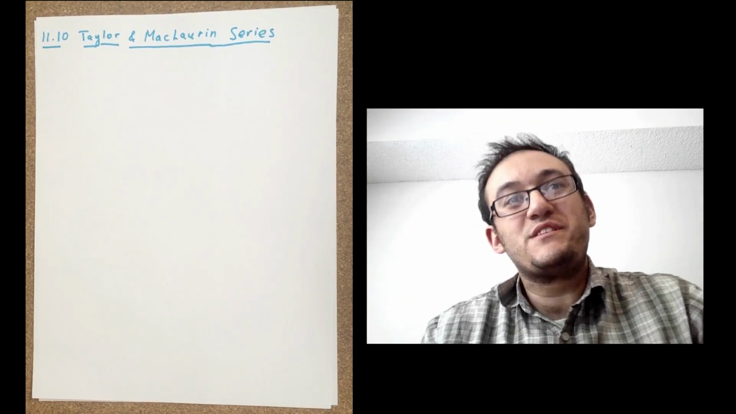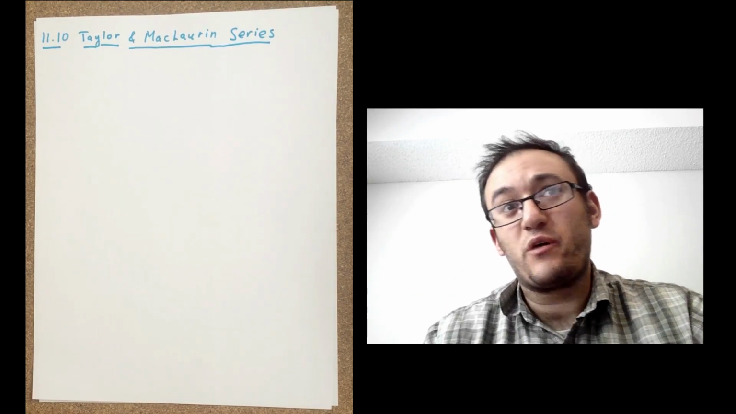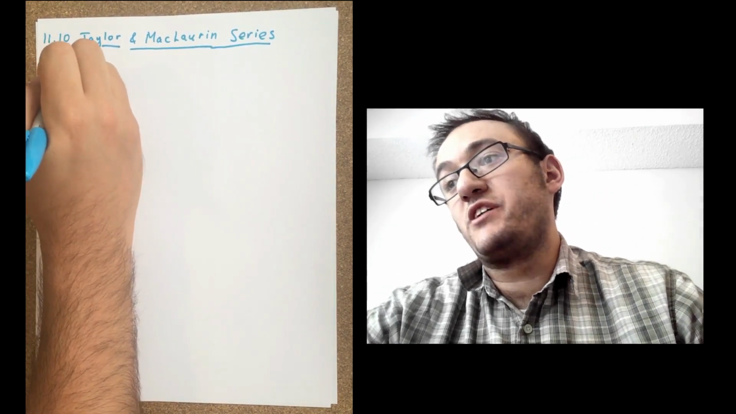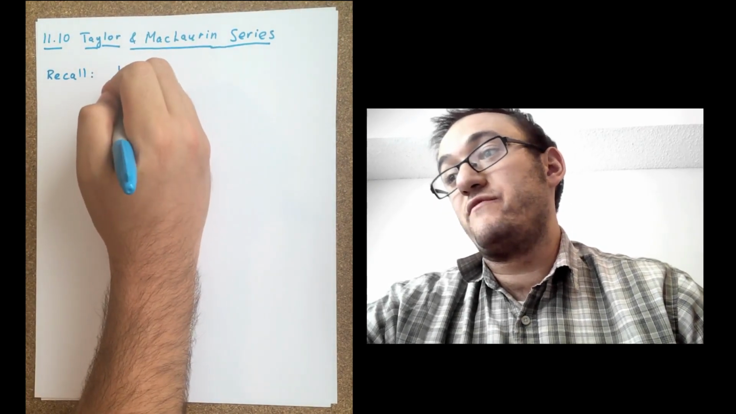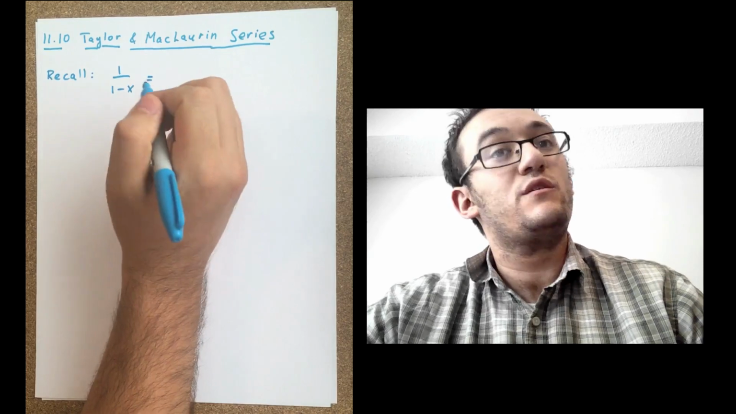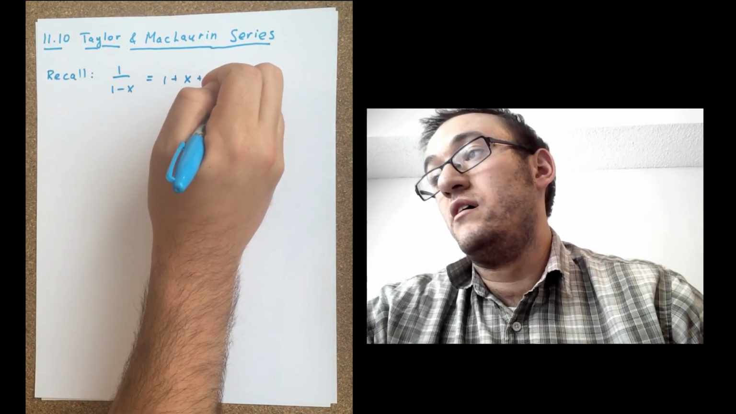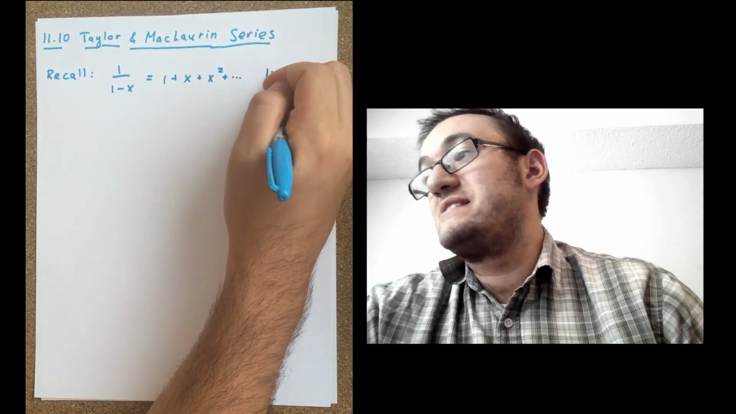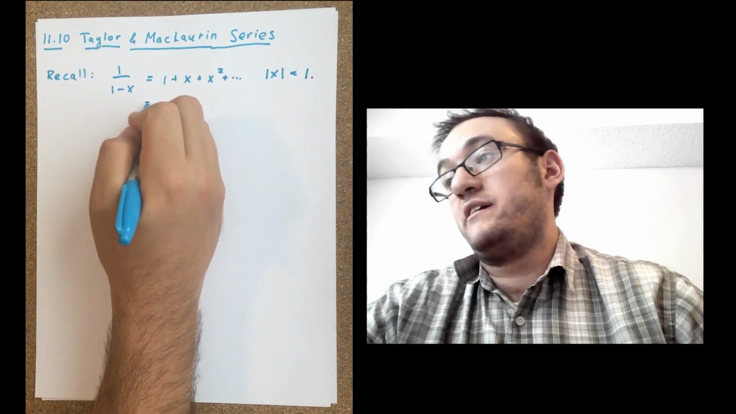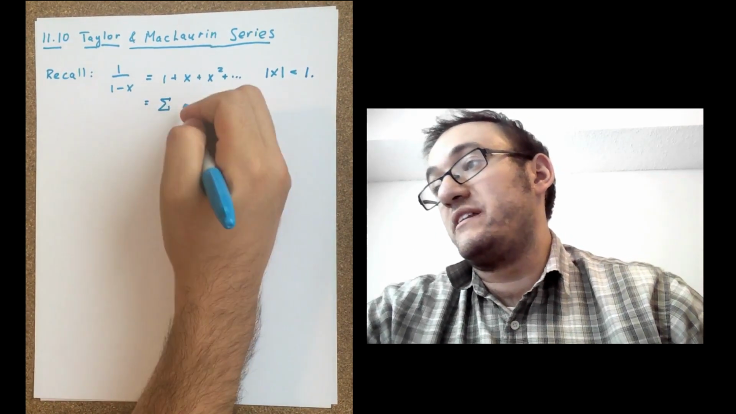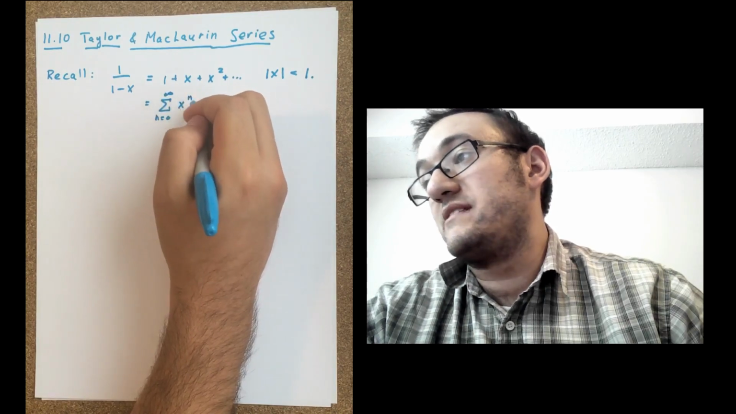Hi, we're going to talk about Taylor Maclaurin series. So in the last section we spoke about different functions that could be represented as series. For instance, if we have the function 1 over 1 minus x, this will be equal to 1 plus x plus x squared, etc., as long as the absolute value of x is less than 1. Right, and this could also be written as the sum from n equals 0 to infinity of x to the n.